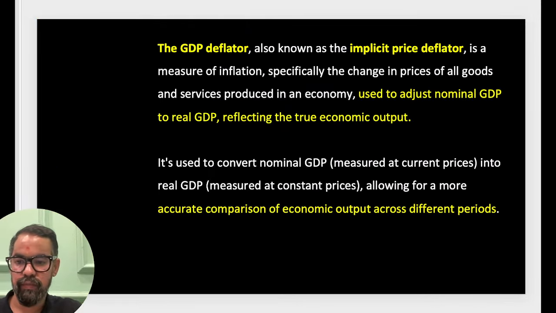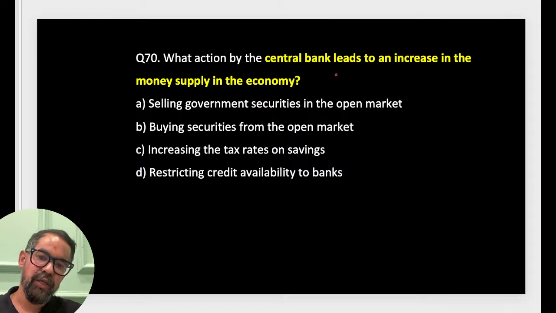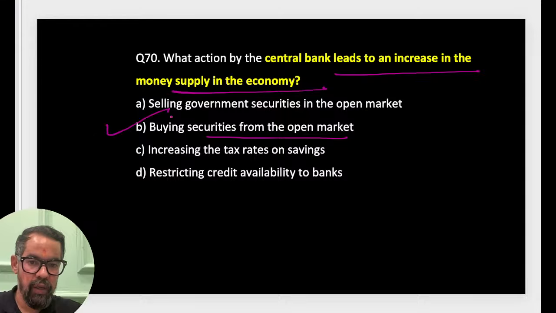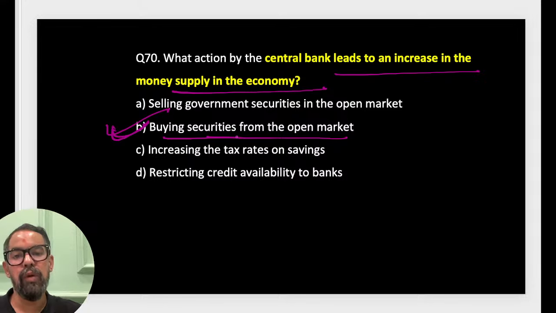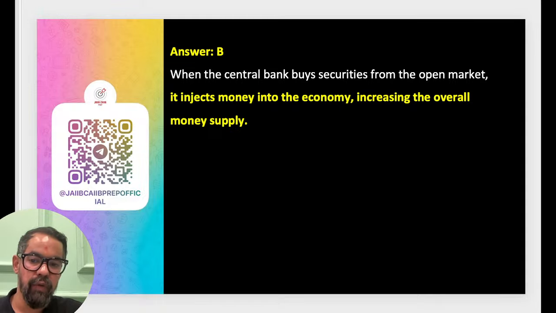Next one. What action by the central bank leads to an increase in money supply? Selling government securities, buying government securities from the open market, okay, increasing tax rate. So what will be your correct answer? Option B. C was for the previous question, right? Yes, okay. Option B, when the government buys back the security, the money goes into the investors' hands and they'll spend, okay. So option B will be the right answer for this particular question.